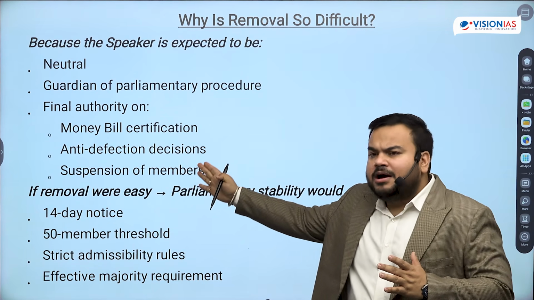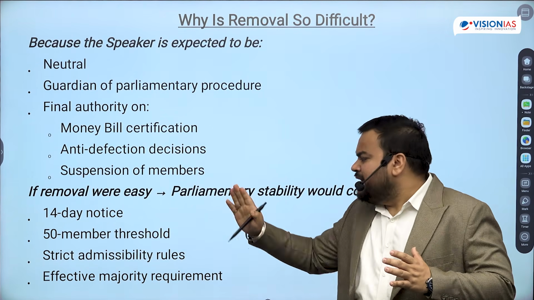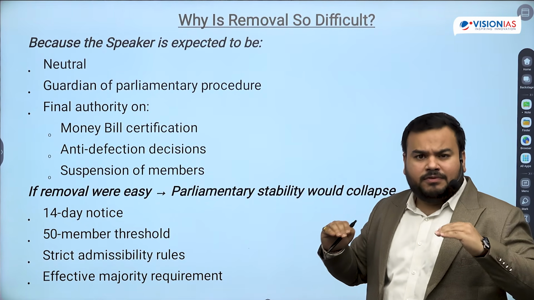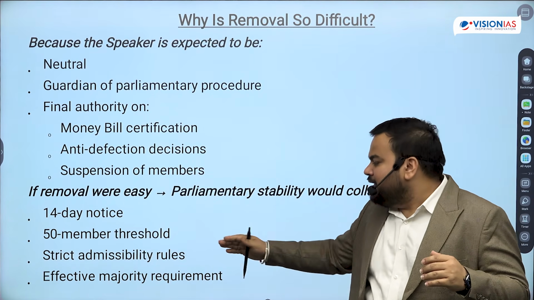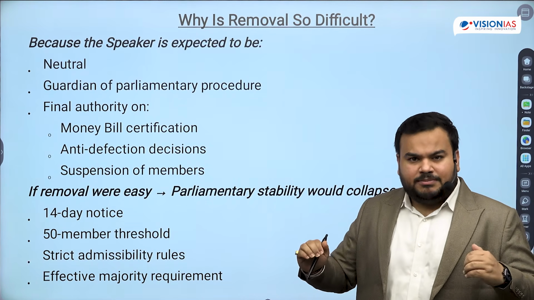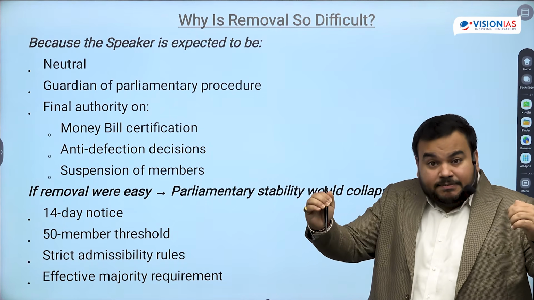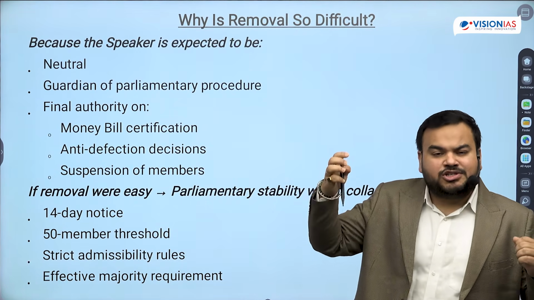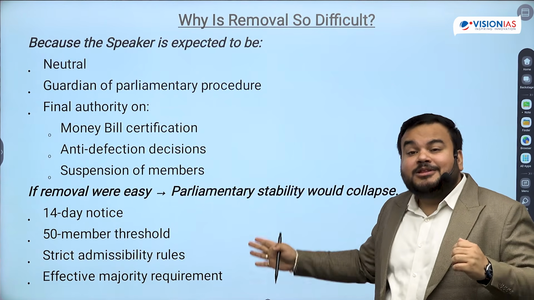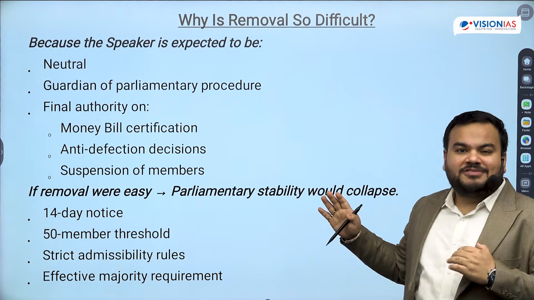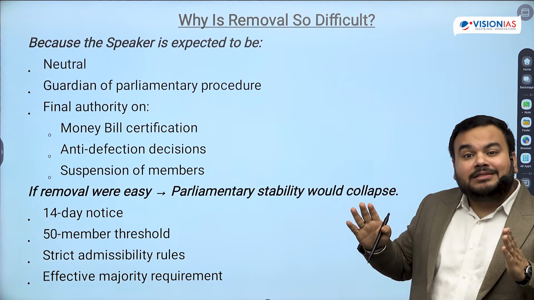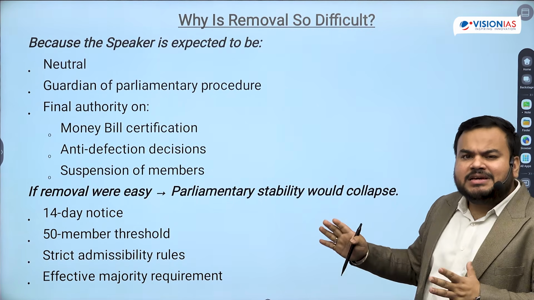And that is why a 14 days prior notice and a 50 members threshold in order to take the leave of the house are required. Then it has very strict administrative rules with respect to admission of that resolution, with the 3 conditions we have discussed. And the majority itself is very tough. That is the effective strength of the house, that is, all the then members of the house. That makes it quite tough.